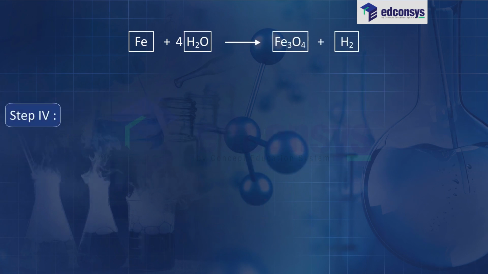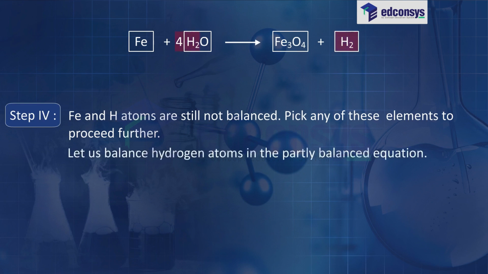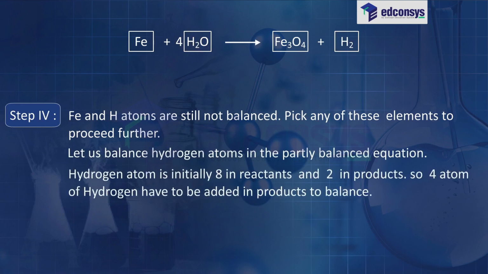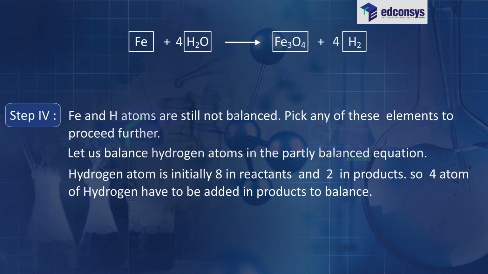Step 4. Fe and H atoms are still not balanced. Pick any of these elements to proceed further. Let us balance hydrogen atoms in the partly balanced equation. Hydrogen atom is initially 8 in reactants and 2 in products. So 4 atoms of hydrogen have to be added in products to balance. The equation would be Fe plus 4H2O gives Fe3O4 plus 4H2.